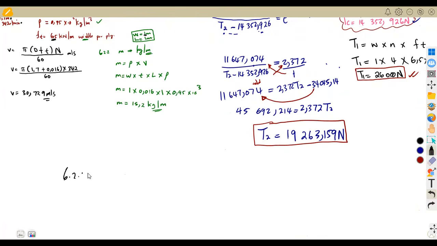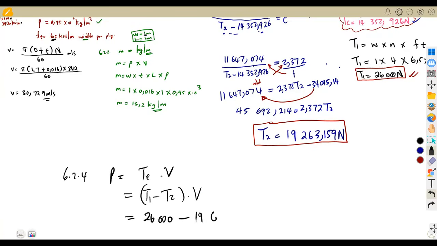All right, 6.24. Remember, power is the effective tension times the velocity, which is (T1 minus T2) times the velocity. So we've got T1 here, 26,000 minus T2, which is 19,263. All right, that gives 159. Then we're going to multiply by the velocity that we calculated here, which is 30,729 meters per second.